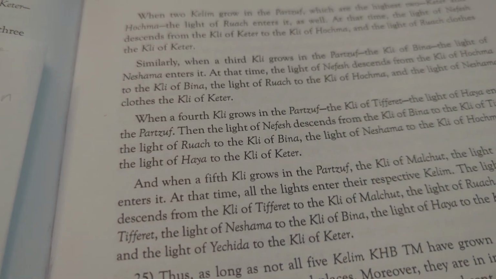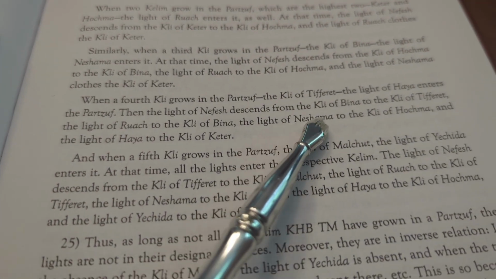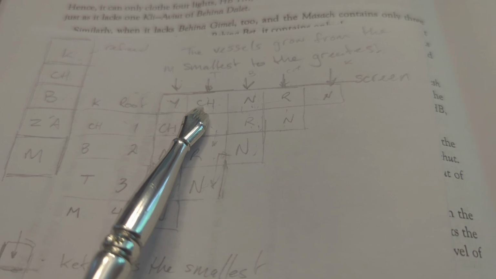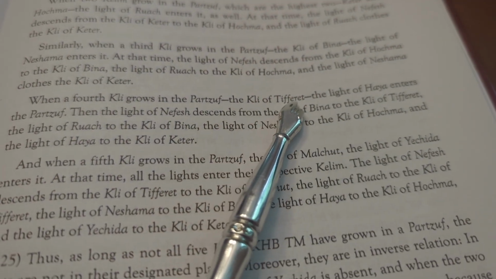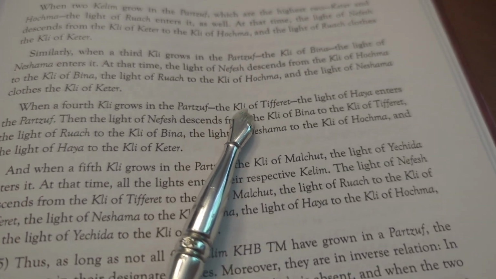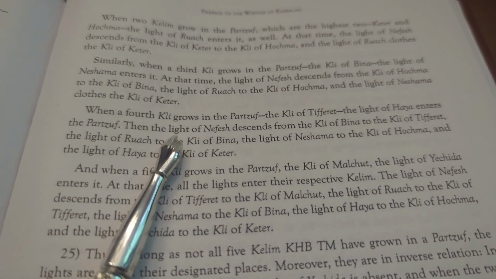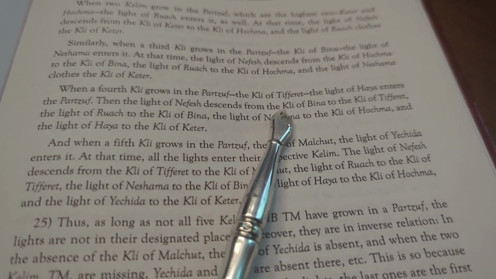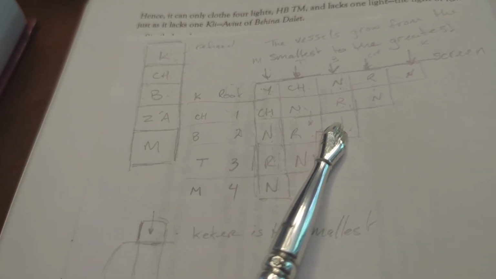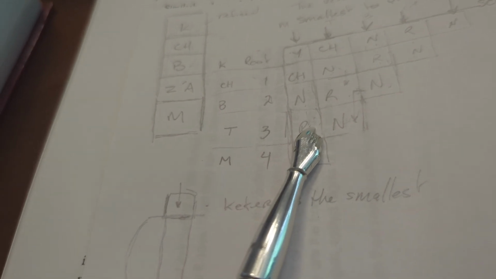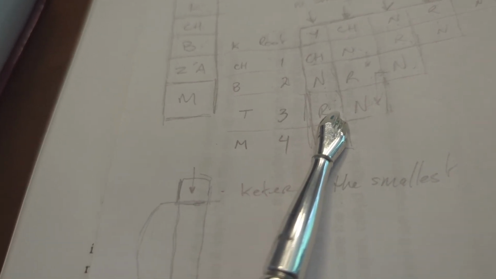And when a fourth Kli grows in the Partzuf, the Kli of Tifferet, the light of Chaya enters the Partzuf. So now we see Chaya entering into the Partzuf. And it says here, the Kli of Tifferet, the light of Chaya enters the Partzuf. The light of the Nefesh descends from the Kli of Bina to the Kli of Tifferet. And so the light of Nefesh from the Kli of Bina descends to the Kli of Tifferet.